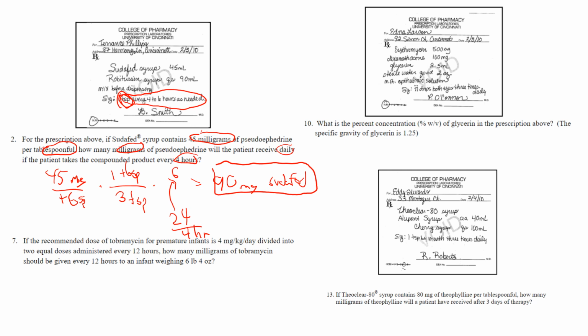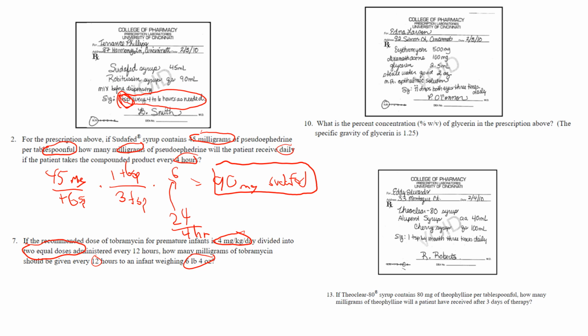For this next one, the recommended dose of tobramycin is 4 milligrams per kilogram per day, divided into 2 equal doses. So that's important. Every 12 hours can be assumed from 2 equal doses usually. How many milligrams of tobramycin should be given every 12 hours, basically once every dose, to an infant weighing 6 pounds 4 ounces? So this is another one.